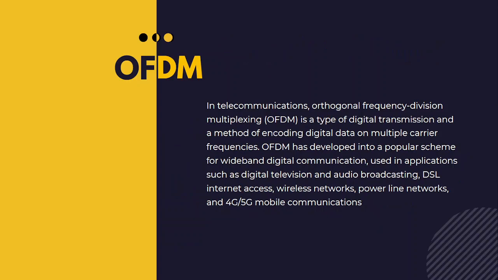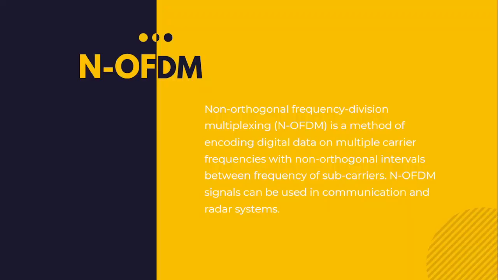Now, it is a type of FDM. In telecommunication, orthogonal frequency division multiplexing is a type of digital transmission and a method of encoding digital data on multiple carrier frequencies. OFDM has developed into a popular scheme for wideband digital communication used in applications such as digital television and audio broadcasting, DSL internet access, wireless networks, power line networks, and 4G and 5G mobile communication.